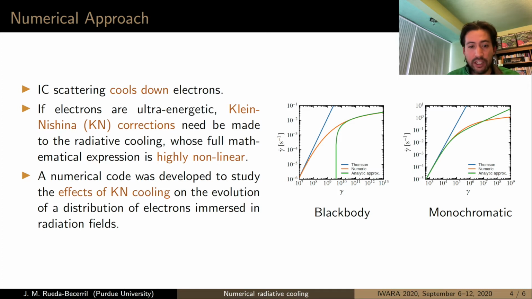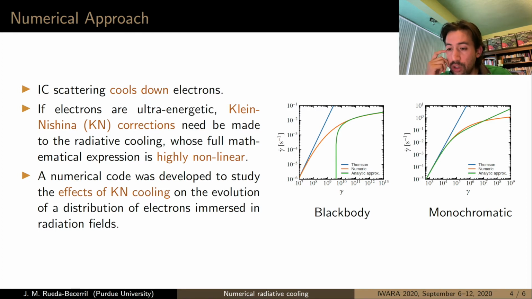However, if these electrons are extremely energetic, then we can no longer apply the classical Thomson regime. We need to apply the Klein-Nishina corrections to the radiative cooling. However, these corrections are highly nonlinear, and therefore numerical tools come in handy in order to consider these effects in an evolutionary system.